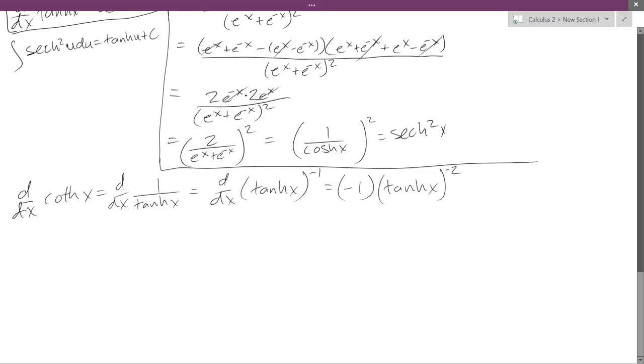Multiplied by the derivative of tanh x, which we just said was sech squared x. So we got negative 1 sech over tanh. How can we reduce this mess? It's probably not the best form to leave it in.